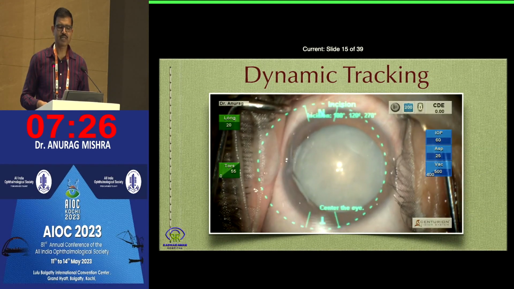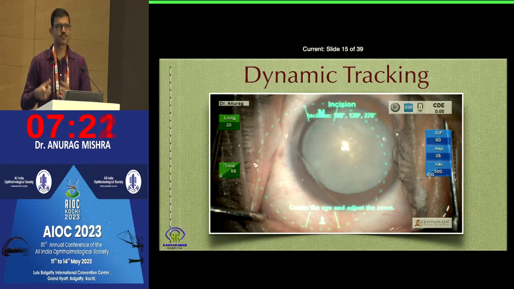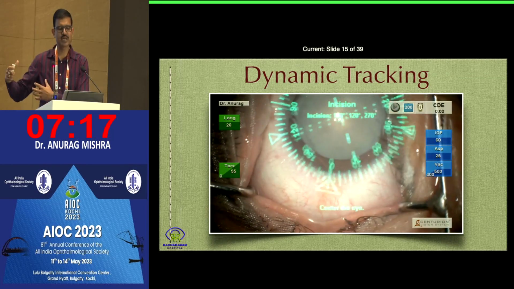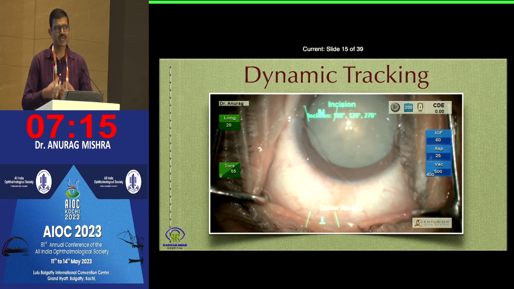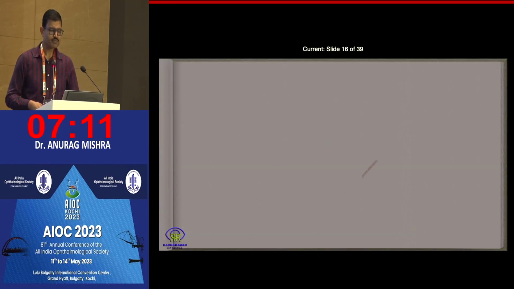It has a very dynamic tracker. Some of the patients move their heads, move their eyes a lot, so it constantly keeps on tracking and keeps projecting the image back so that you know where to enter and which axis to incise if you are an on-axis surgeon.